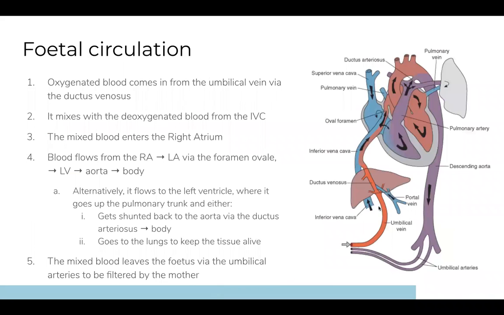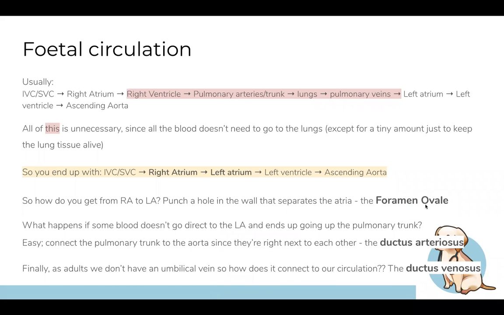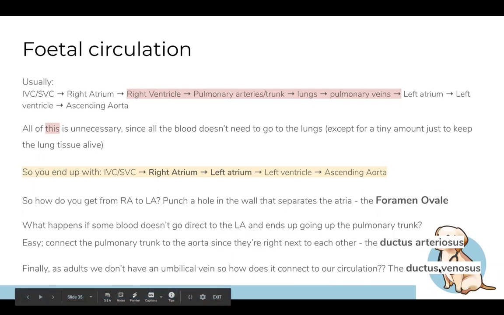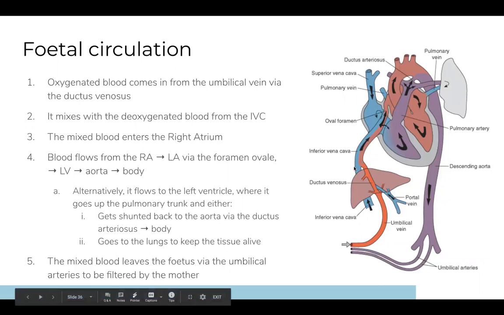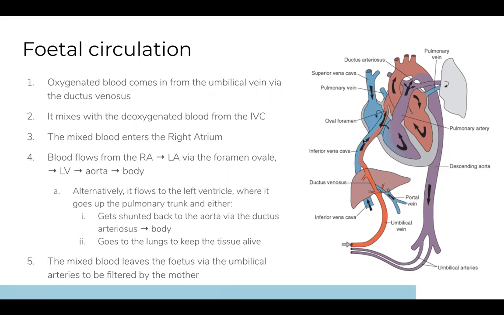Okay, so these three highlighted ones, foramen ovale, ductus arteriosus, and ductus venosus, are your three key things when you're thinking about fetal circulation. So this is just another explanation in words of how it happens. Oxygenated blood comes in here via the ductus venosus, mixes with blood from the IVC, enters the right atrium, flows from the right atrium to the left atrium, and then continues out to the body.